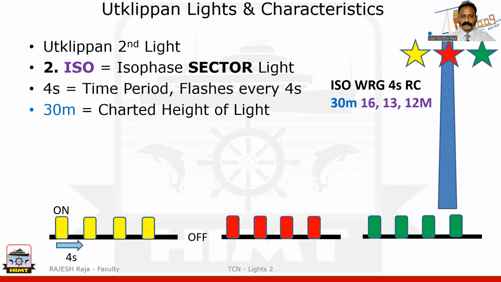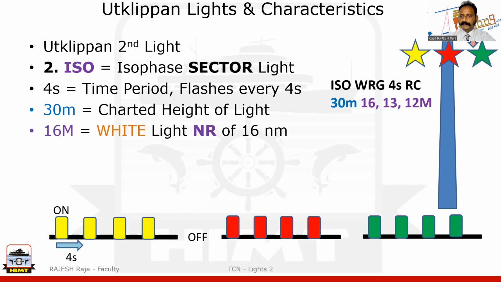And please look at this. This is 30 meters charted height, and the first top light was 31 meters. So effectively, I got about a meter difference vertically between the first light, which is a normal flashing light, and this isophase flashing. So this is the difference between the two lights. So the two different complete lights are there with different characters.